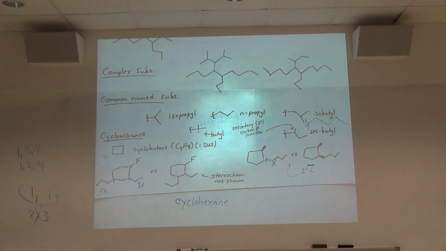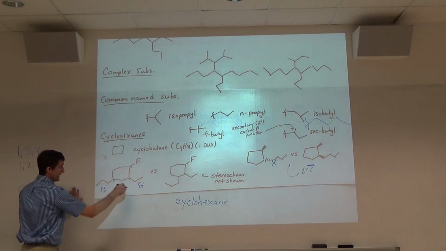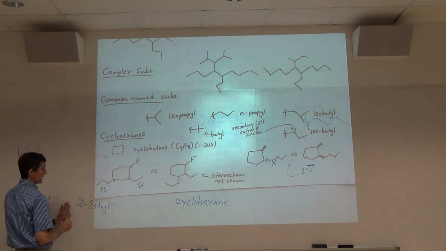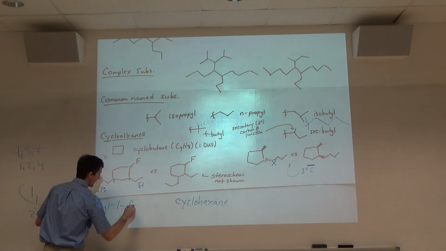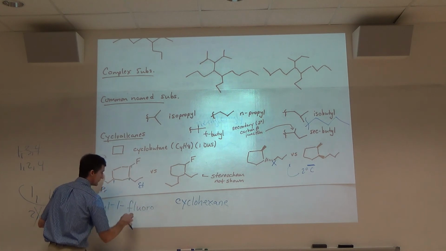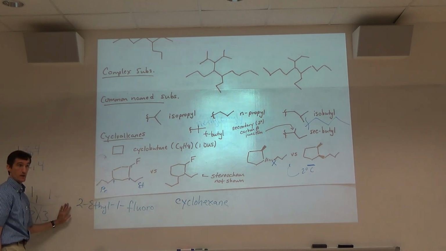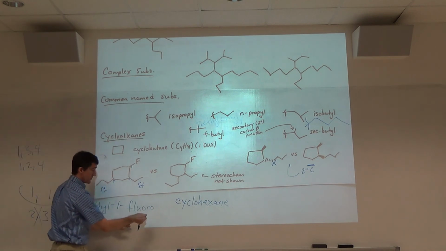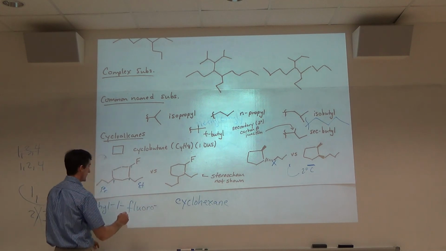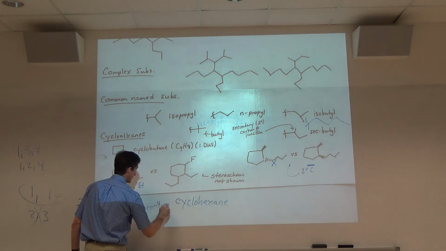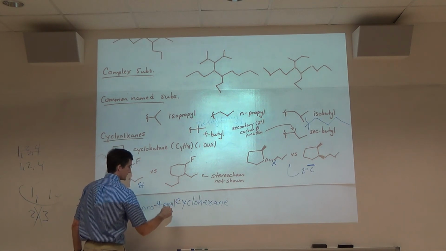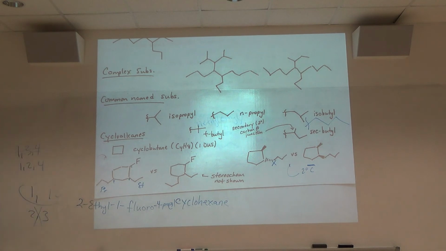Well, there's not an N to choose from. So, alphabetical order, what comes first? Ethyl. 2 ethyl. What's next? 1 fluoro. F-L-U-O-R-O. Fluoro. Like fluorine, except instead of I-N-E, it's O. And then what else is there? 4 propyl. There's no dash between the propyl and the cyclohexane.